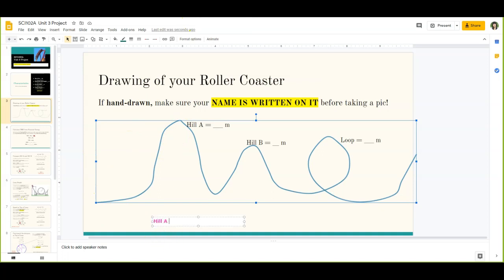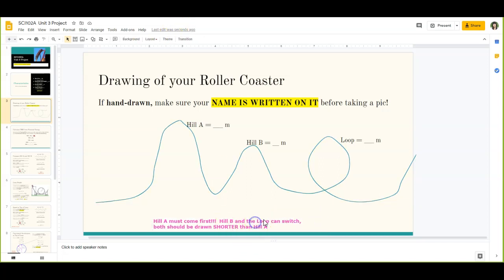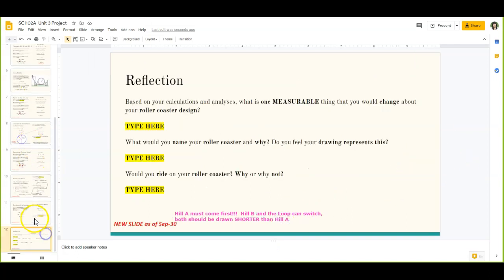So hill A must come first because that gives you the velocity, the energy, you need to make it through the entire process. Hill B and the loop can switch, right? So we could do either order for those as long as they don't come first. And both of these should be drawn shorter than hill A. Because remember, if they were taller, you would never make it to the top of them in real life. And especially on the loop, you could die, right? So we want to make sure that hill B and the loop should actually be drawn shorter than hill A and again, labeled. So please make sure that you label those. All right, so that should be your entire project.